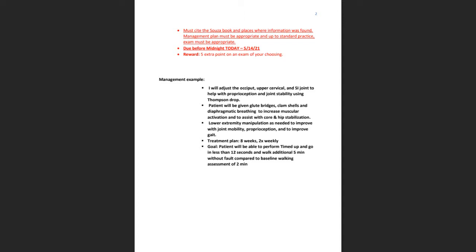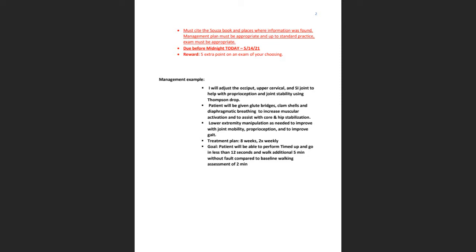Now to utilize this, so this is an example. I would adjust the occiput, upper cervical, SI joint to help with proprioception. I would give them glute bridges to increase muscular activation and core stabilization, lower extremity, blah, blah, blah. Treatment plan 3 times a week, twice a week. And the goal would be for them to be able to do their timed up and go in less than 12 seconds and walk an additional 5 minutes compared to what they started as. So basically you want to look at functional improvement. You want to have specific goals.